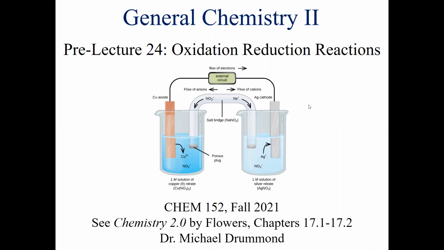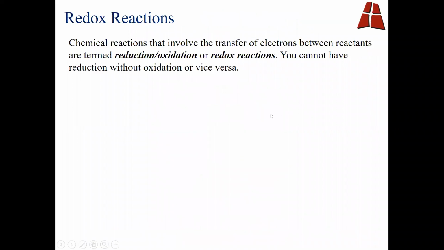This is going to cover our introduction to chapter 17, which is oxidation reduction reactions. So an oxidation reduction reaction, or sometimes called a redox reaction, involves the transfer of electrons between our reactants, making different species that are products. Okay. You can't have one without the other, so if something is reduced, something must also be oxidized.